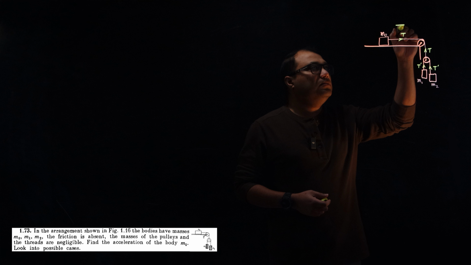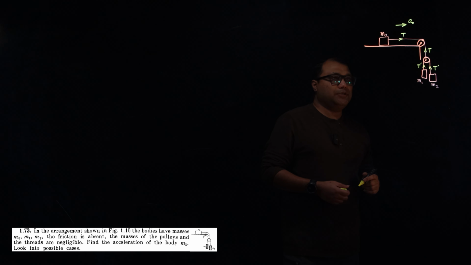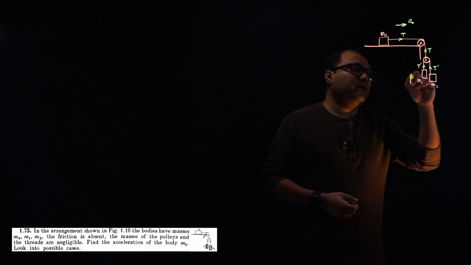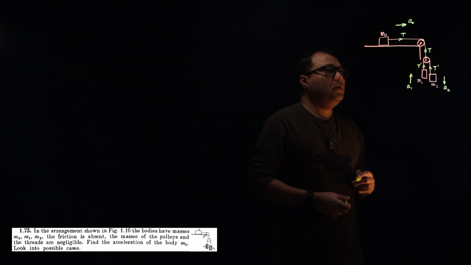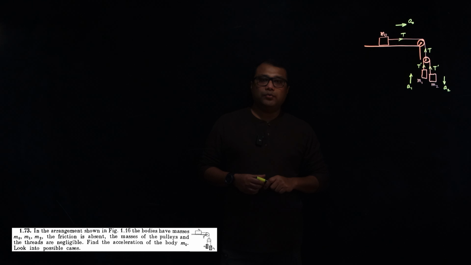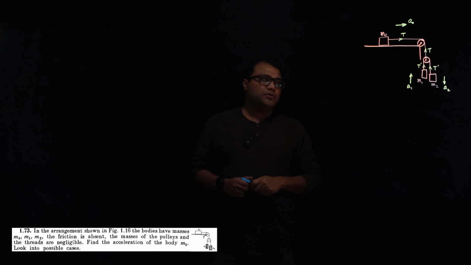Now, let us assume that this is accelerating with A0, this direction. M1, let us say, is accelerating upward with A1 and M2 is accelerating downward with acceleration A2. Now, the key thing to understand here is A0, A1 and A2 are all with respect to ground. In a pulley arrangement like this, I will use a concept that I previously used in problem number 1.72.